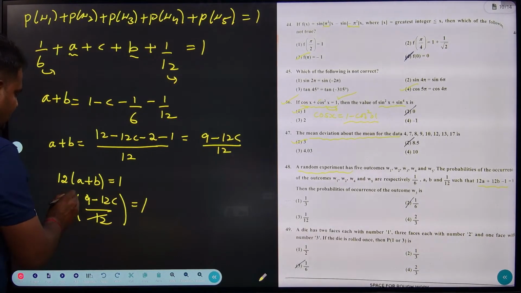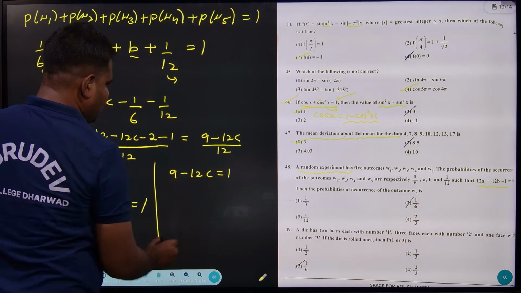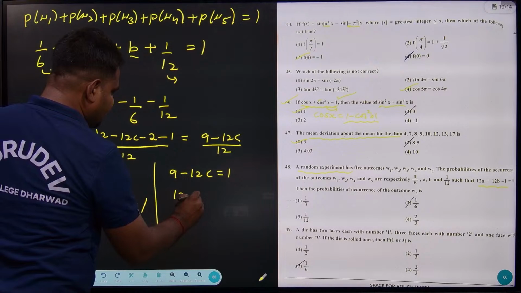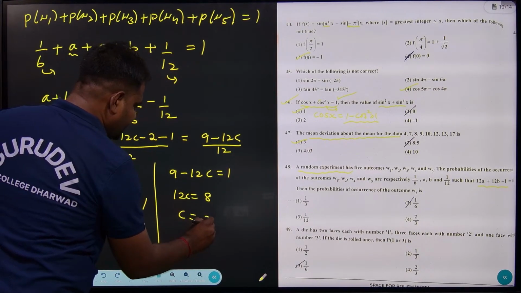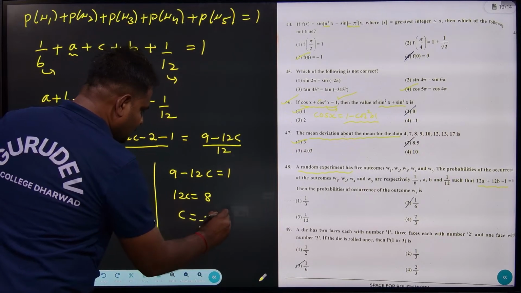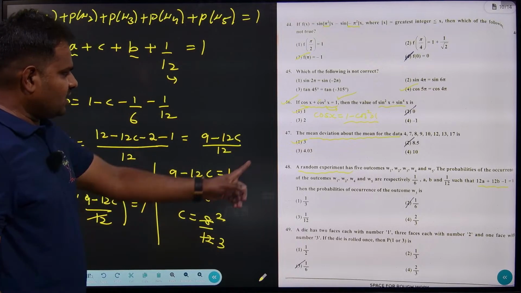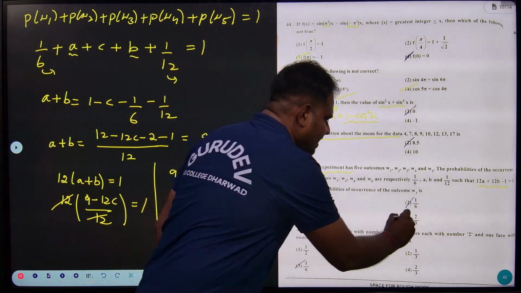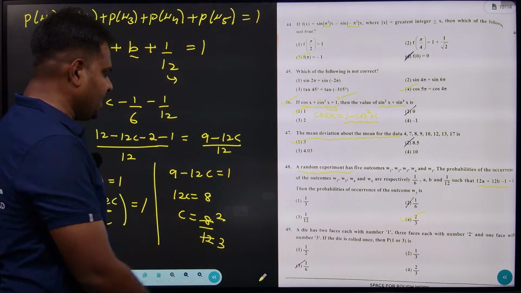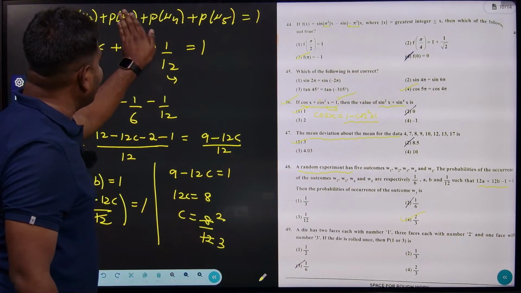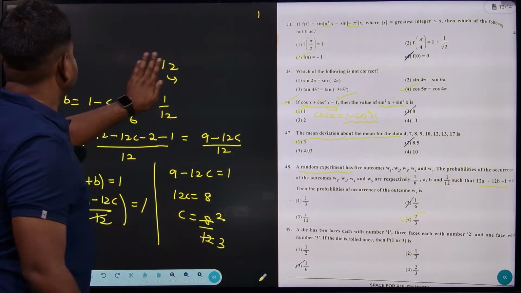So therefore 12 gets cancelled, students. Now what is left here? 9 minus 12C is equal to 1, or what is 12C here? 12C is equal to 9 minus 1, which is 8. So 12C, C is equal to 8 by 12. That is 4 twos are 8 and 4 threes are 12. So what is the right answer, students, here? 2 by 3. For question number 48, option 4 is the right answer, students. That is 2 by 3. Now let us look at the next question here. Question number 49. What does question number 49 say here?